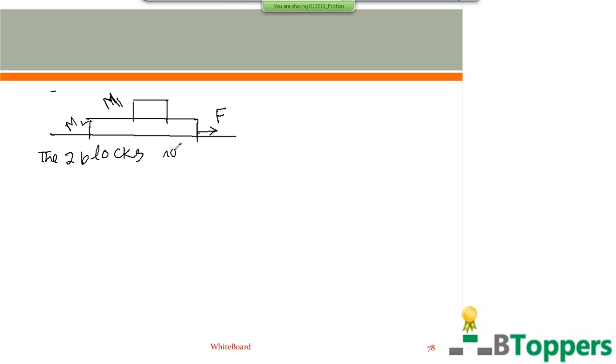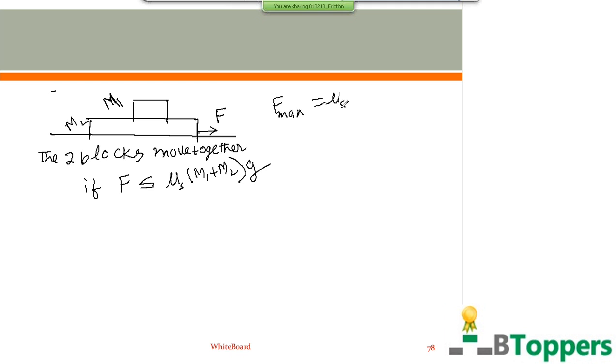The two blocks move together with the same acceleration a equal to F by (M1 plus M2), if the horizontal force applied on the lower block is less than or equal to μs into (M1 plus M2) into g. That is the maximum horizontal force which can be applied on the lower block such that the two blocks move together.